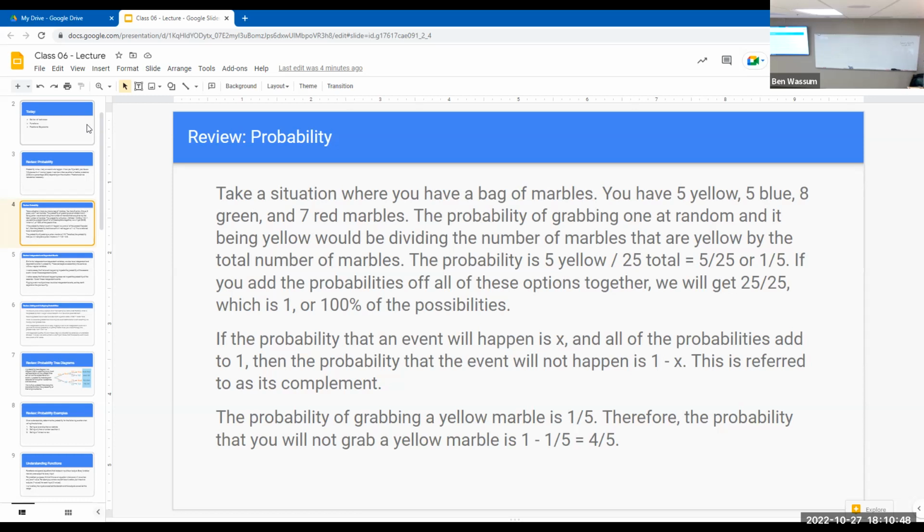So like it says, the probability of grabbing a yellow marble, I almost said yarble. The probability of grabbing a yellow marble is 1/5. So the probability that you won't grab one is the rest of it. That's 1/5, and then the rest of it is 4/5, right? So you do 1 minus that 1/5, you get 4/5. Boom, that's its complement. We're happy, right?